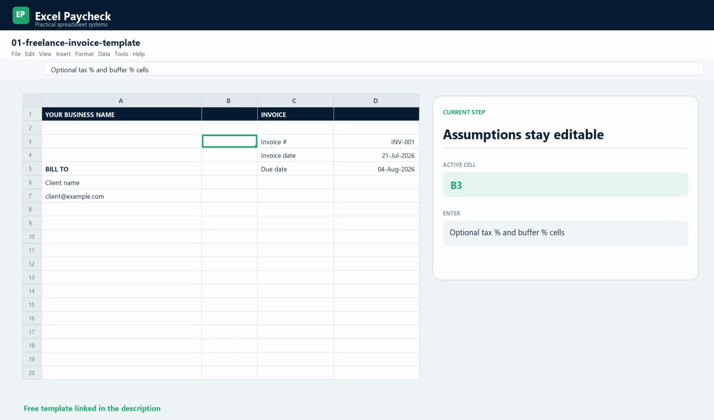You can also split tax percent and buffer percent into separate cells and compute gross equals goal divided by 1 minus tax minus buffer. Separate cells make it easier to change assumptions without rewriting the story of the sheet.